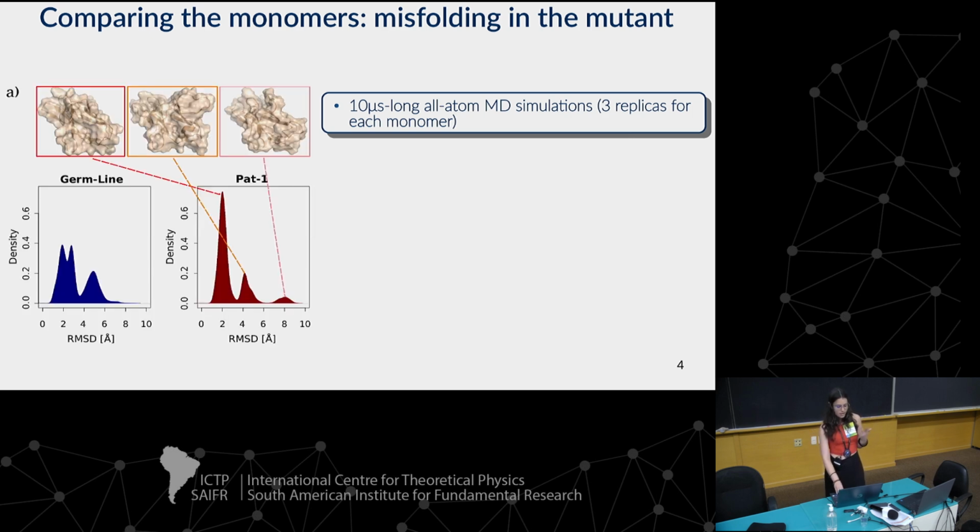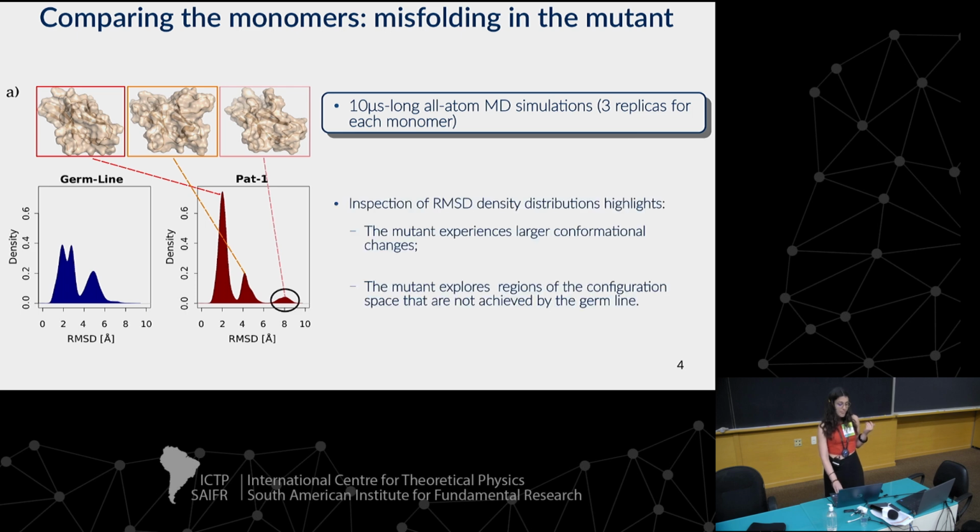So here you have very classic parameters for post-MD analysis, the root mean square deviation. This is the density distribution of the root mean square deviation. And as you can see, the mutant undergoes larger conformational changes than the germline and explores a part of the conformational space that is not achieved by the germline. So this clearly hints at some kind of misfolding in the mutant, pathogenic light chain.